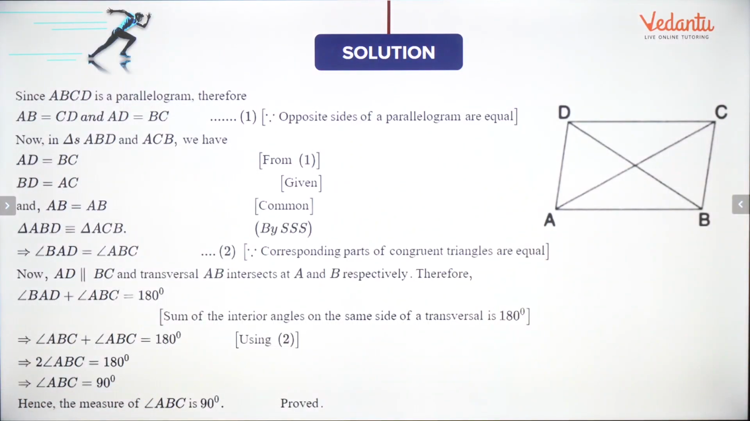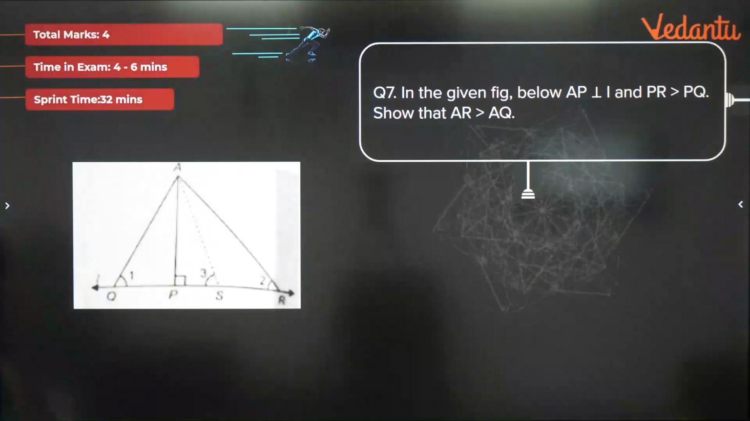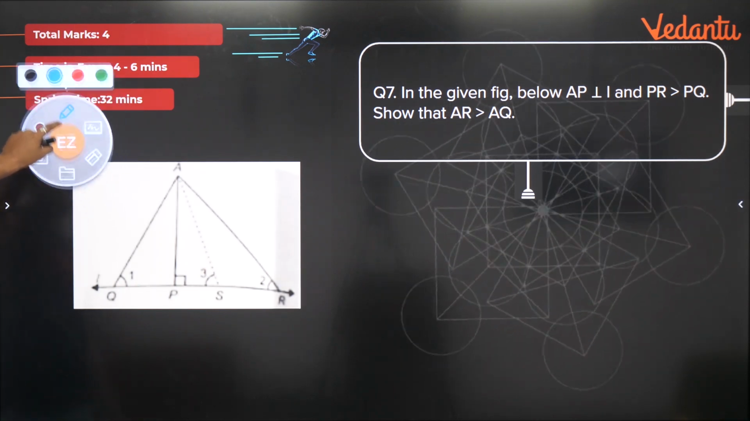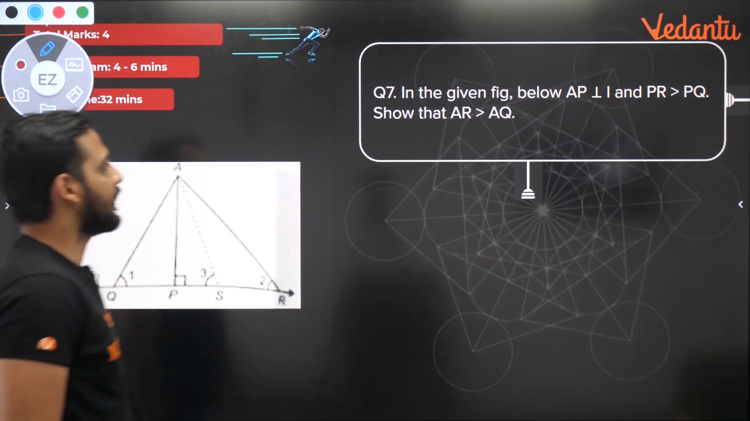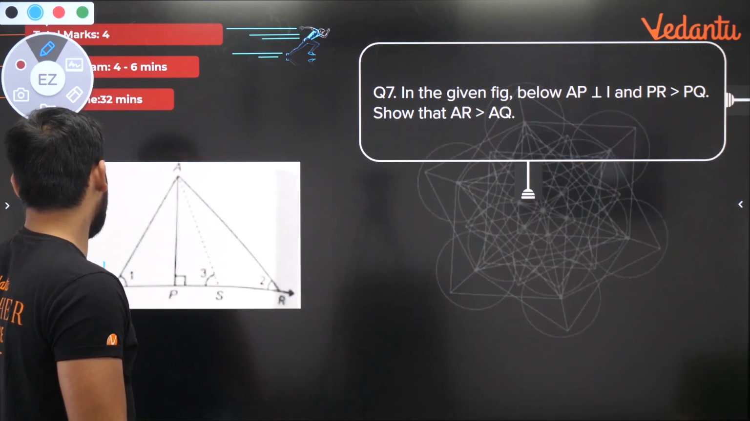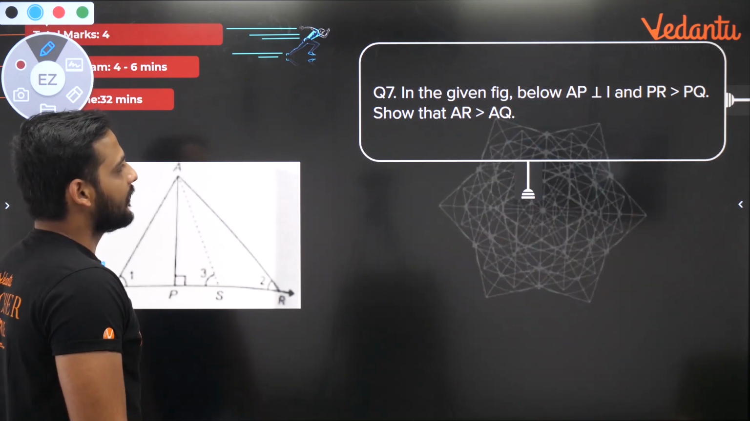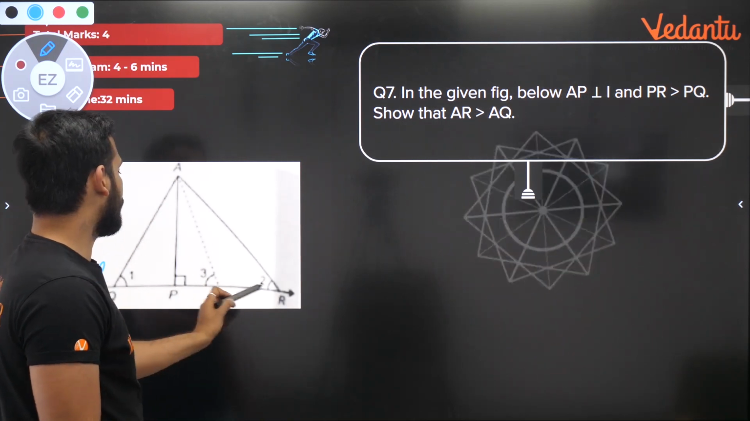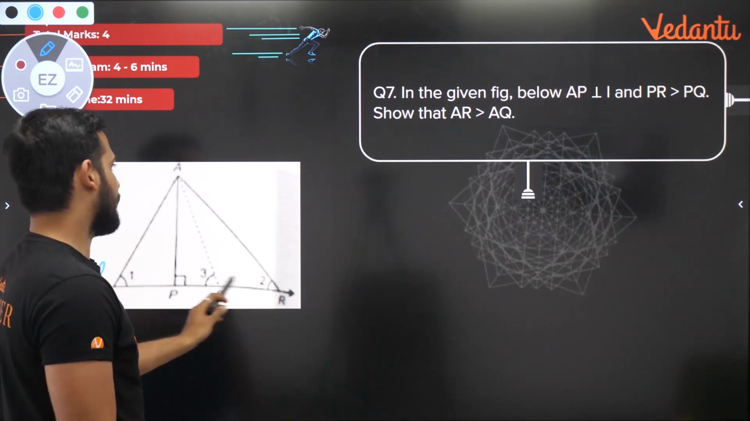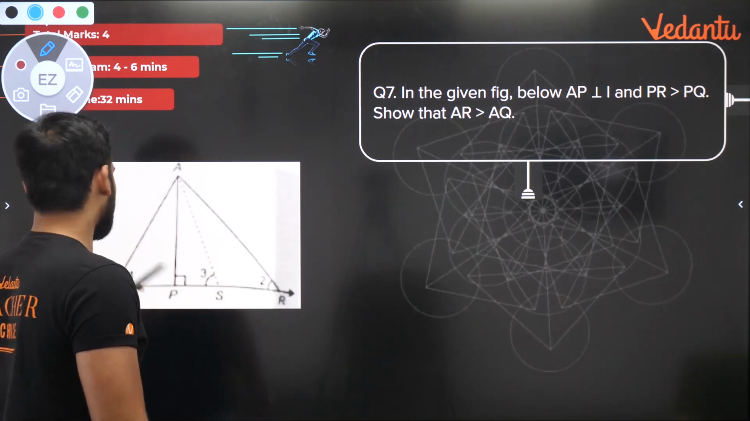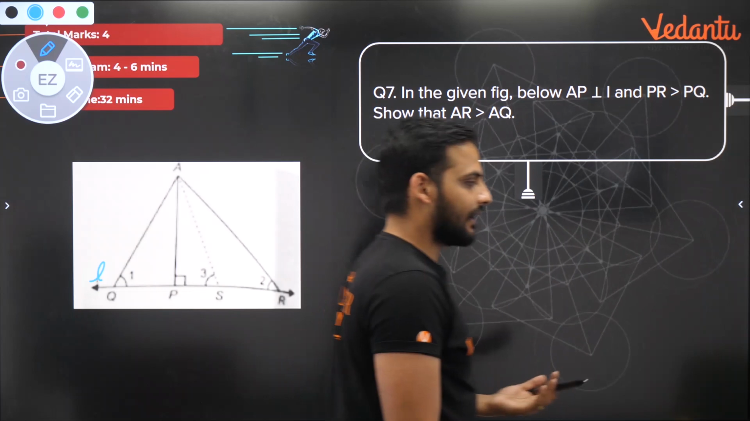The next question we have, so this is the proof here. If you want to go through it one more time, you can see here how to write it. Now the next question is this. What does the question say? The question is telling you, in the given figure, AP is perpendicular to this line L. And PR is greater than PQ. Show that AR is greater than AQ.